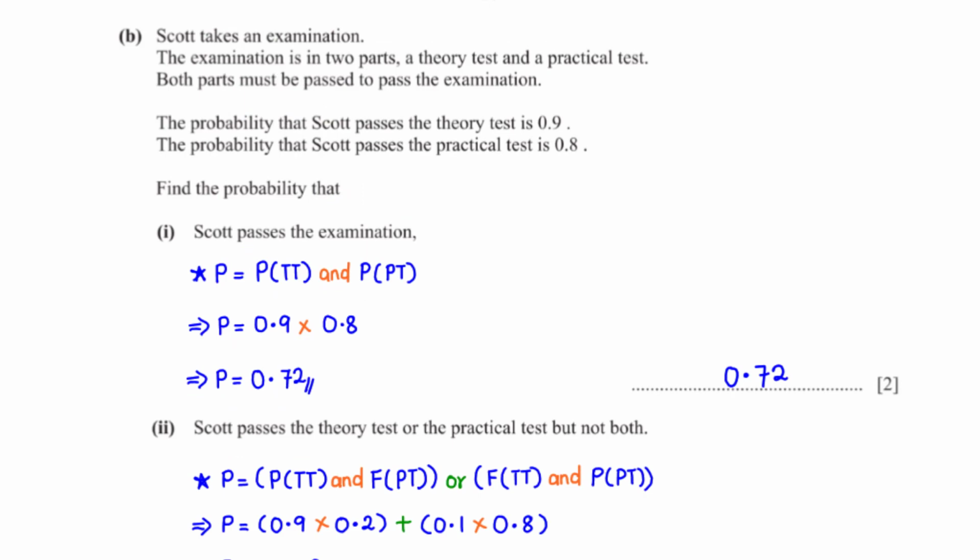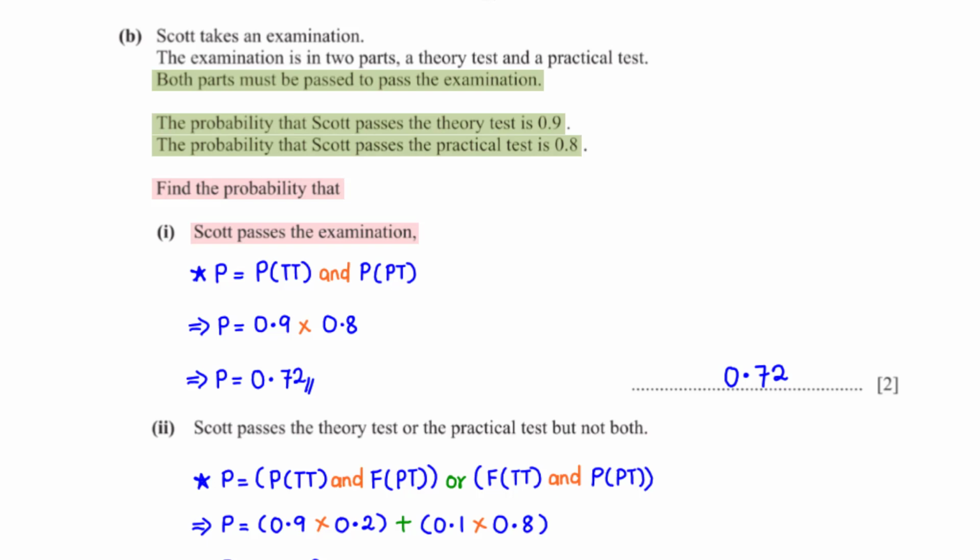Scott takes an examination. The examination is in two parts, a theory test and a practical test. Both parts must be passed to pass the examination. The probability that Scott passes the theory test is 0.9. The probability that Scott passes the practical test is 0.8. Find the probability that Scott passes the examination.